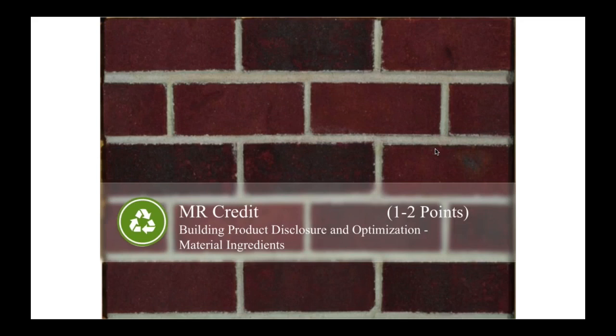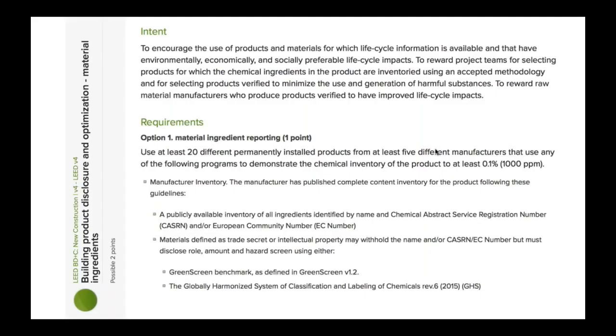Okay. So the last credit, just to give you the highlight on the LEED language, is the MR credit for building product disclosure and optimization. You're going to keep seeing that with material ingredients, and this is worth the 1 to 2 points. The first point is the material ingredient reporting.